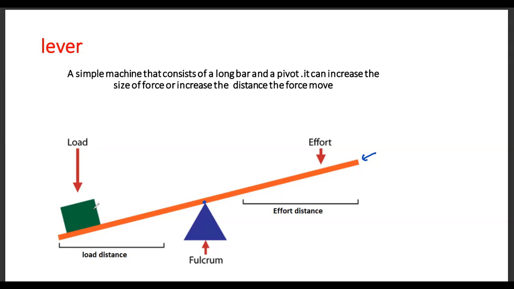We can use a lever to raise a load. So we apply a force here and we are trying to raise the load here. The distance between the effort and the pivot is known as the effort distance, while the distance between the load and the pivot is known as the load distance. Levers may be force multipliers or distance multipliers. How to differentiate between them?